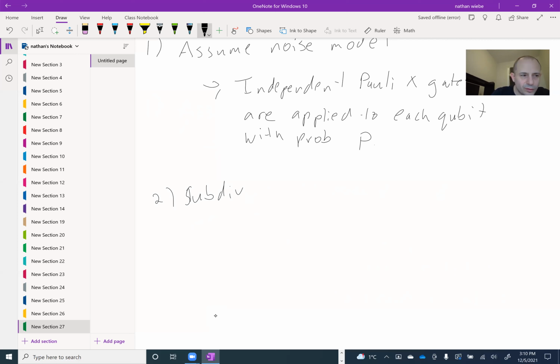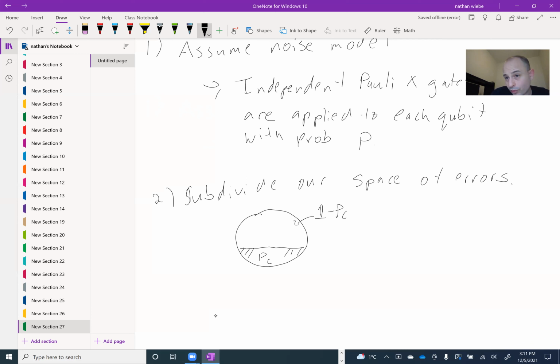subdivide our space of errors. So the way we can subdivide our space of errors is as follows. Before, when we were just doing our PC error, we were just projecting onto two spaces. We had our projector onto the code space, which projects onto this as its range, and then we have the identity minus PC, which projects onto this.